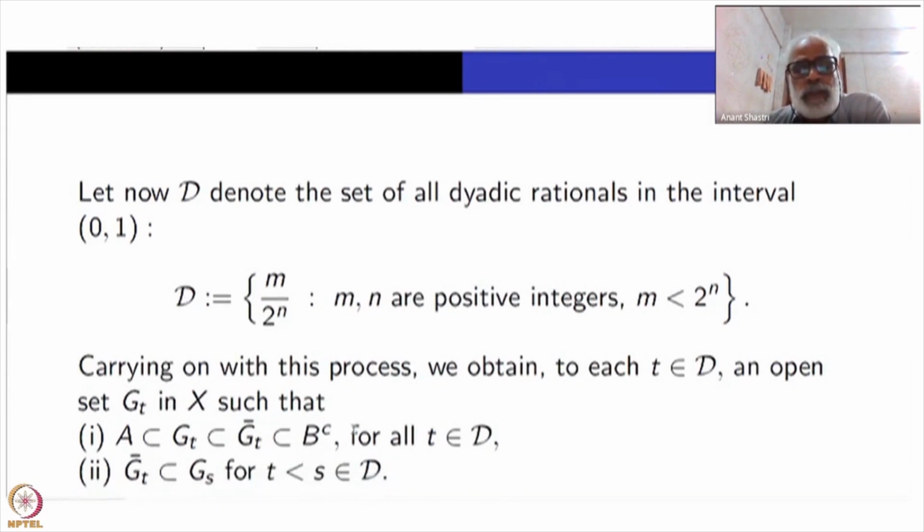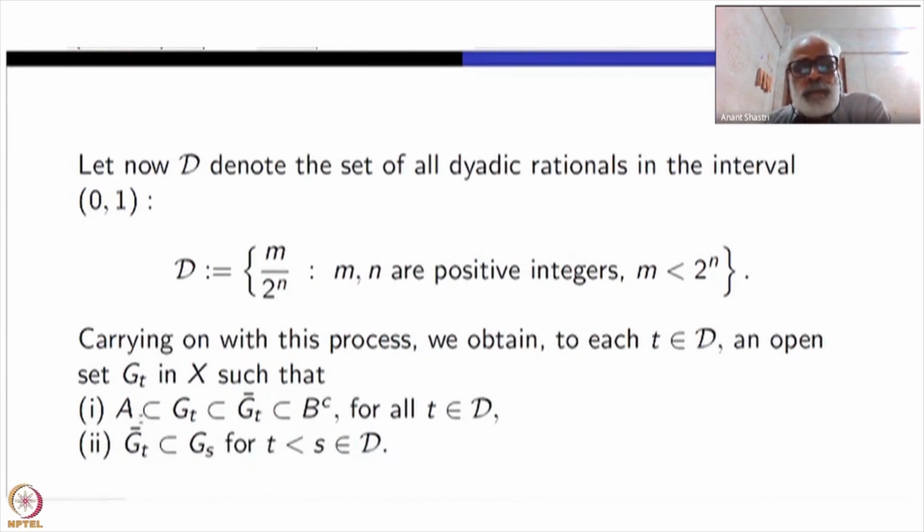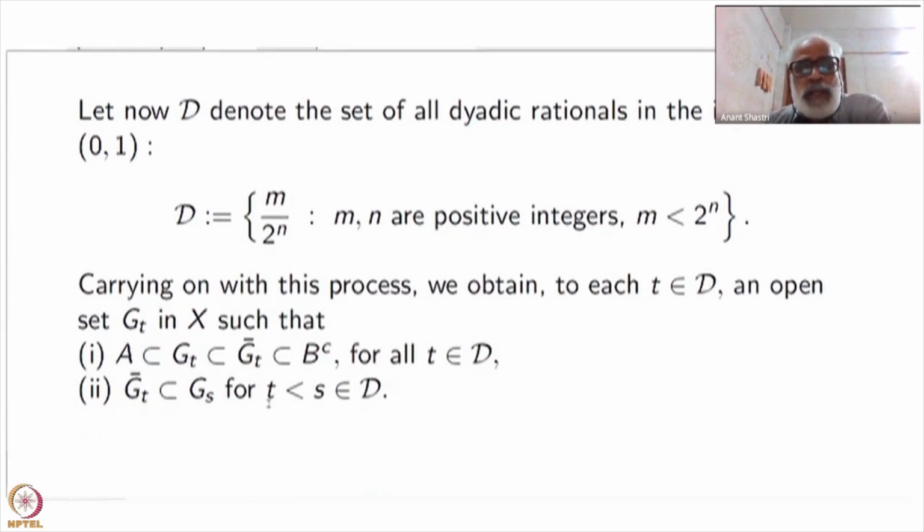So what is the property? All of them are neighborhoods of A. A is contained inside G_t. G_t is contained inside G_t bar. G_t bar is always contained inside B complement. So this much is obvious. But more than that, between G_t and G_s, what is the relation? As soon as t is smaller than s, G_t bar will be contained inside G_s. So this is the property.